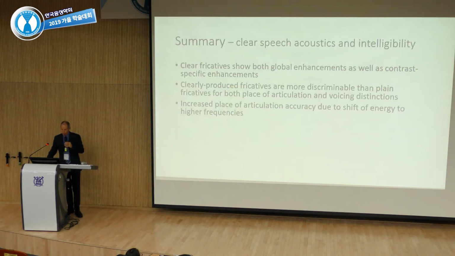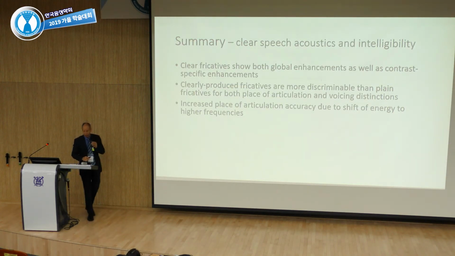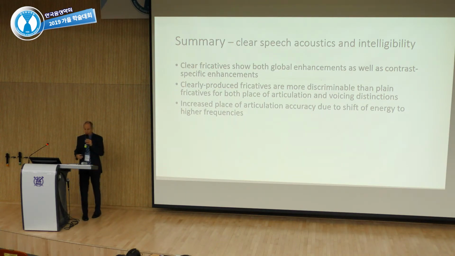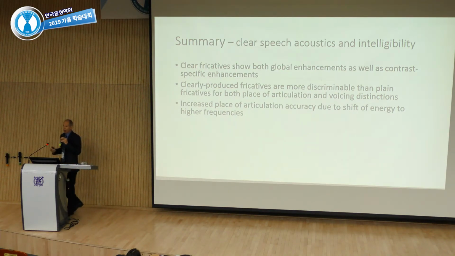So what have we found so far talking about clear speech? Well, we've seen that clear fricatives show both global enhancement, making things overall longer, making things louder and things like that, as well as contrast-specific enhancements, what I just showed you, these productions in response to specific misperceptions. And in terms of intelligibility, we found that clearly produced fricatives are more discriminable than plain fricatives for both place of articulation and for voicing. And we saw that increased place of articulation accuracy is due to a shift of energy to the higher frequencies.